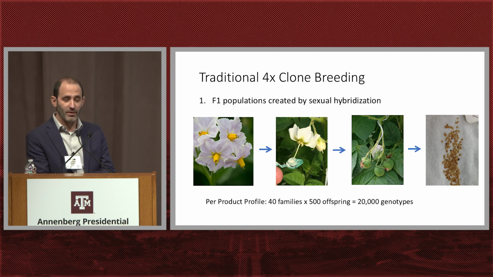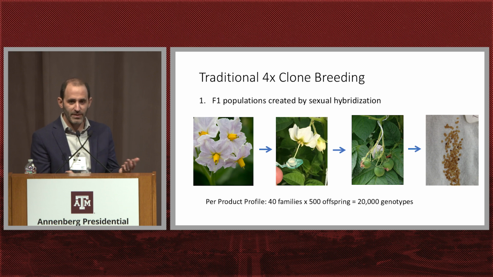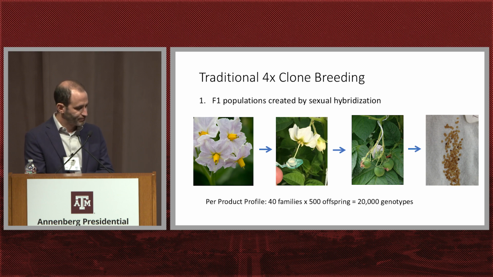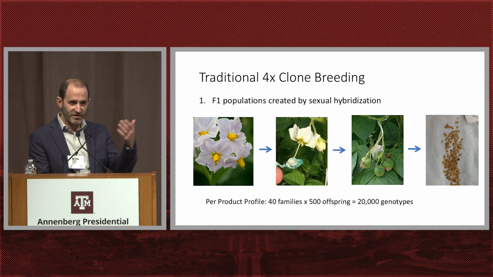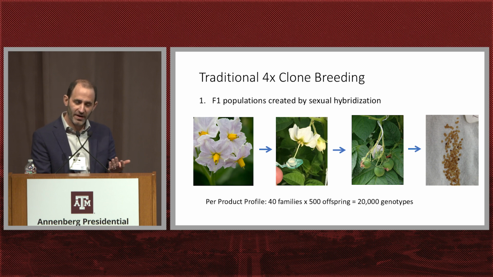We have cytoplasmic male sterility that we don't have full understanding of. But if you do actually make the cross, you do get typically very good true seed, as we call it, botanical seed production. That's not really a limitation. Typical number you see here that for each of these product profiles, let's say for like my potato chip breeding program, we might have on average 40 families per year.